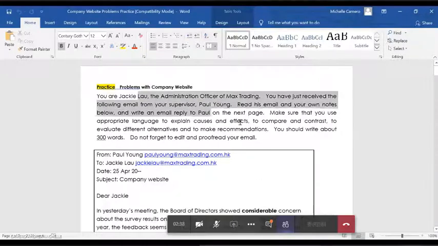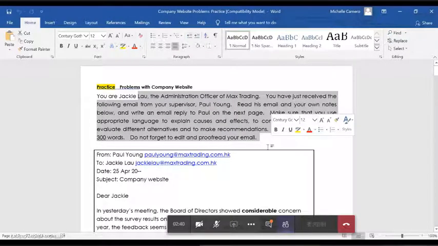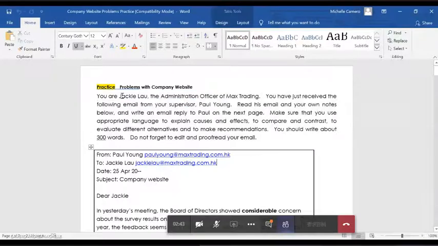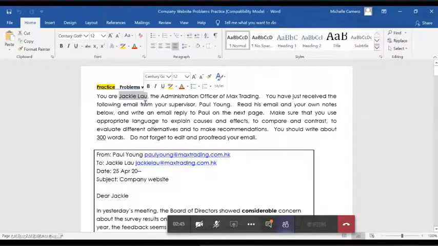Up at the top, you'll have your basic information about the assessment. What I mean by basic information is they'll tell you your name in the situation. So in this situation, you're Jackie Lau. They give you your job title, which is administration officer, and they tell you where you work, which is Max Trading. Okay, then it says you have just received the following email from your supervisor, Paul Young. Read his email and make your own notes below, and write an email reply to Paul on the next page.